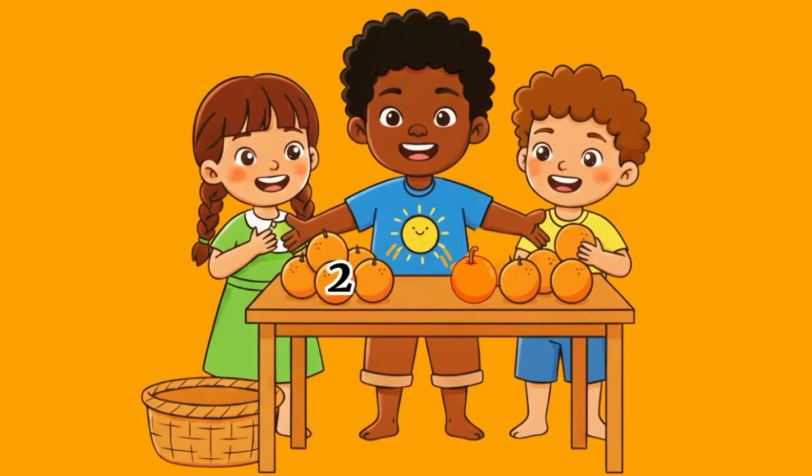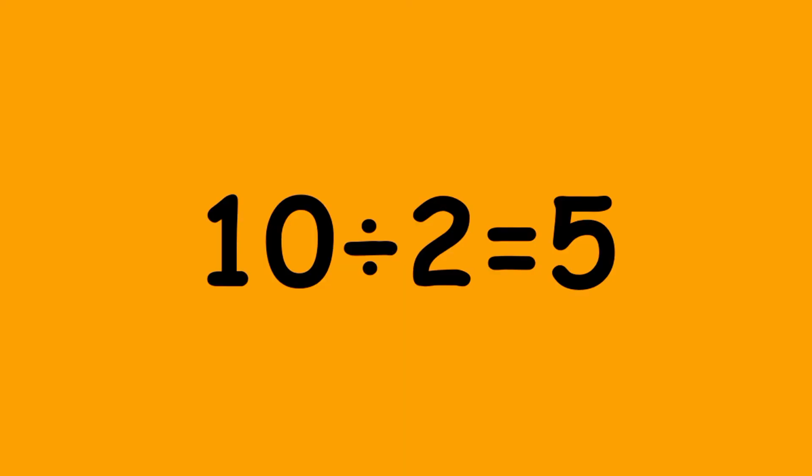Now let's count what each of them have. 1, 2, 3, 4, 5. Next person, 1, 2, 3, 4, 5. So that means 10 divided by 2 is 5.